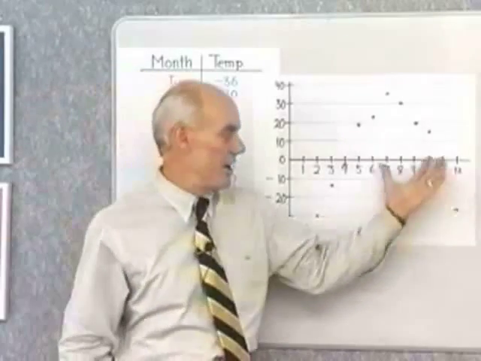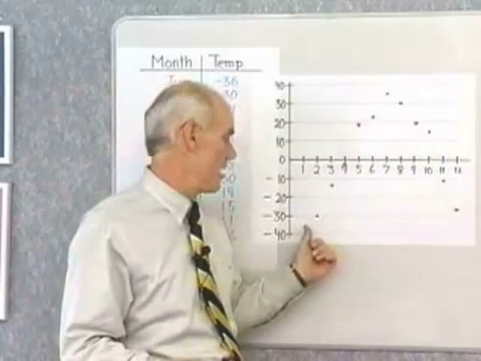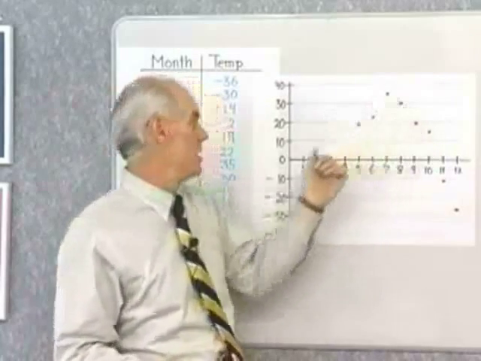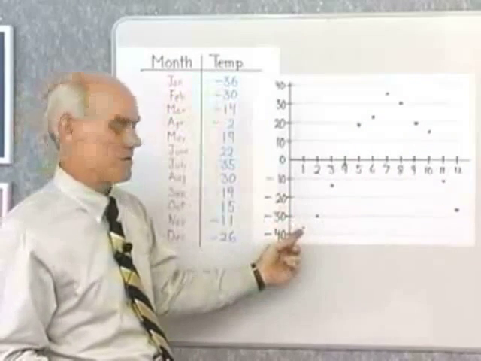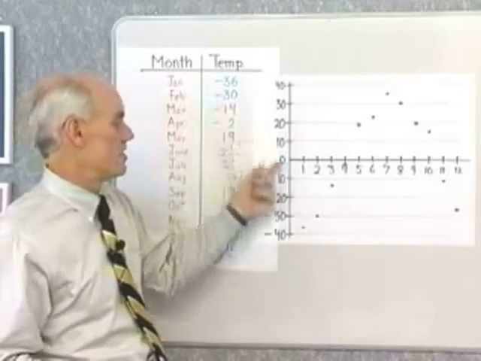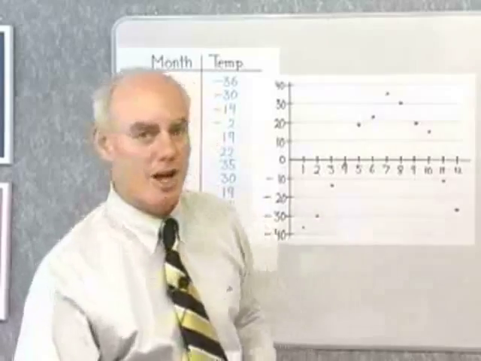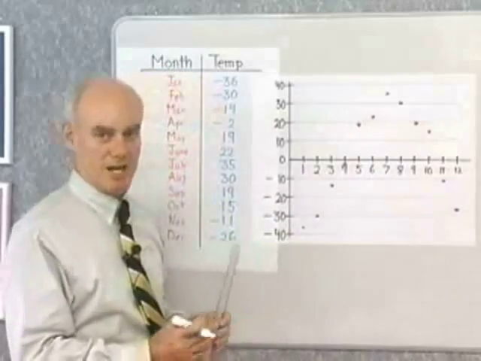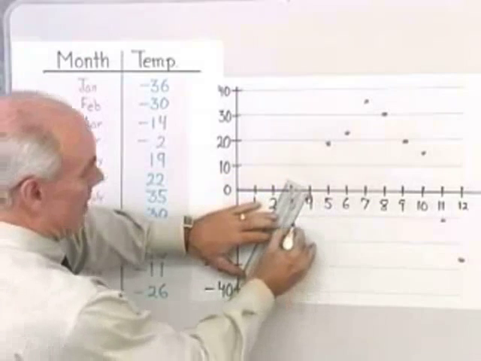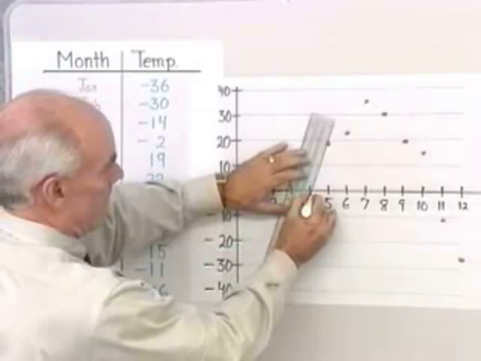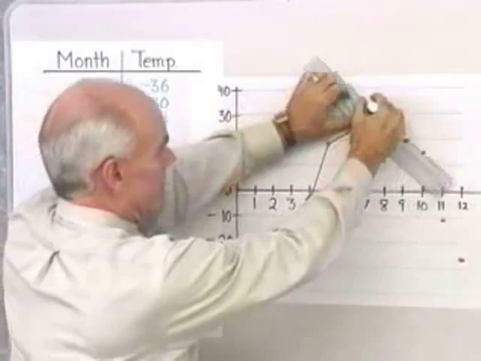Okay, this diagram right here that contains the dots, that's called the scatter diagram of the information. We simply put a dot that represents the information in each pair right here. So January, -36 degrees, corresponds to this dot. February, -30 degrees, corresponds to this dot. Now, from a scatter diagram, we can draw what is called a line graph, and we do that simply by connecting the dots with straight lines. So if I connect these dots right here in order with a straight line, I get what is called a line graph of that information.